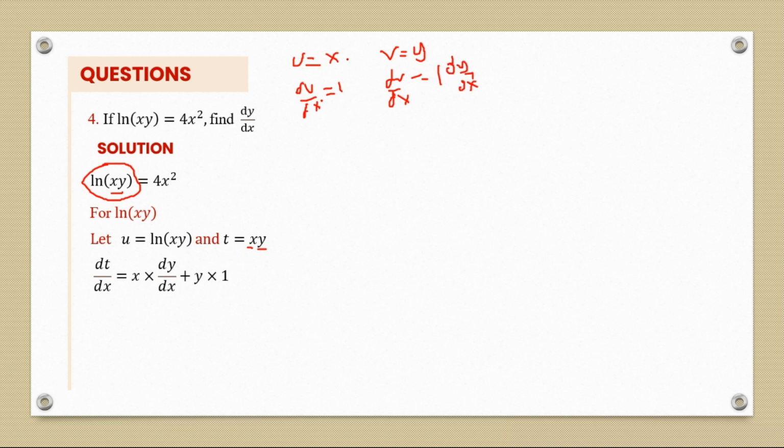Then we substitute all those back into our product rule. Our u is in the product rule, we have x times dy dx plus y times 1. So dt dx shall be equal to x dy dx plus y. Then u shall be equal to ln t. So that means du dt shall be equal to 1 over t.